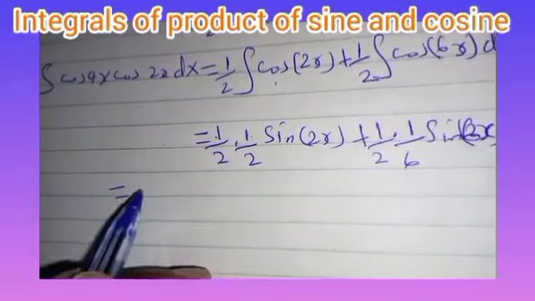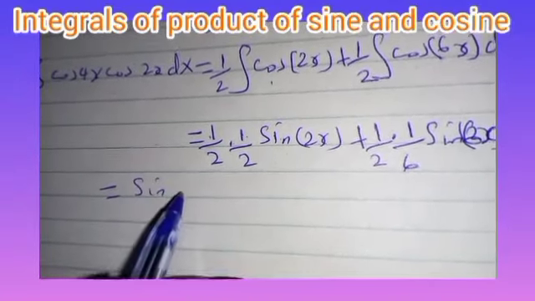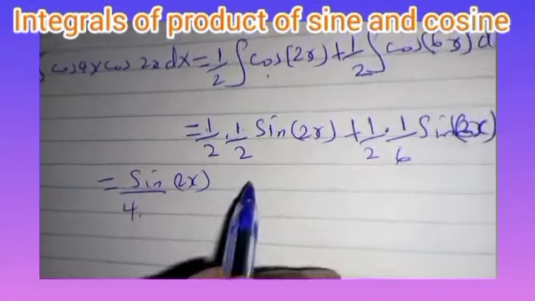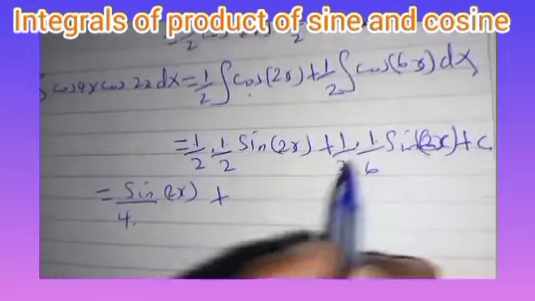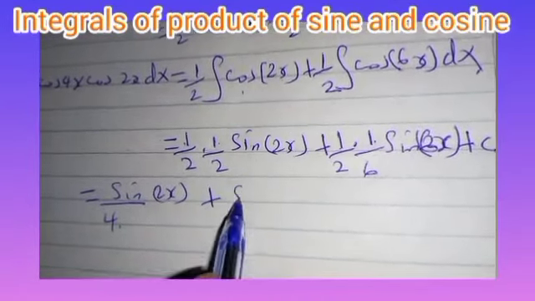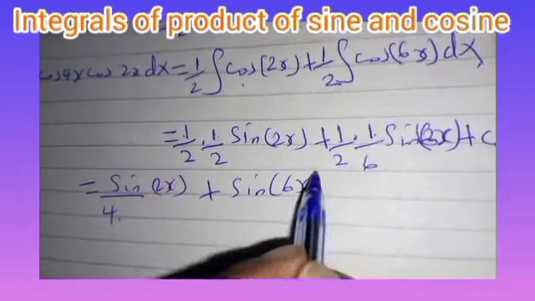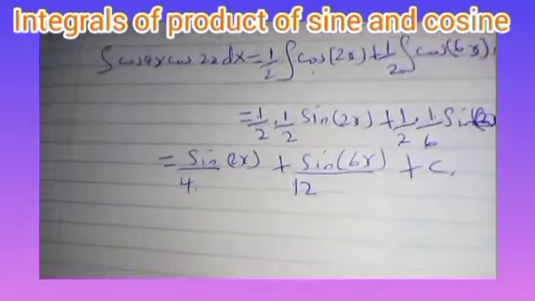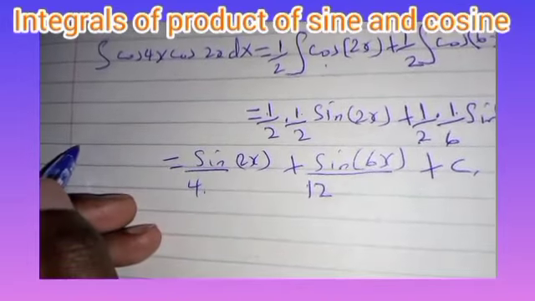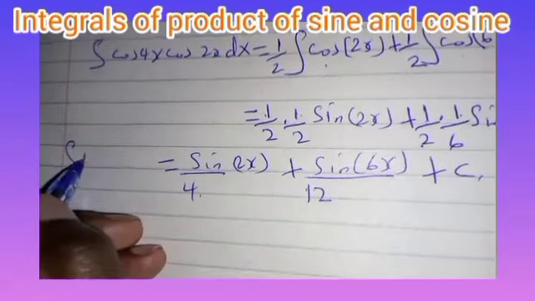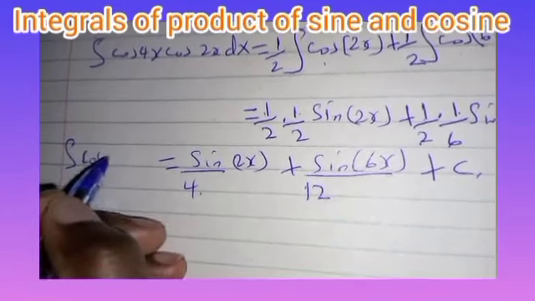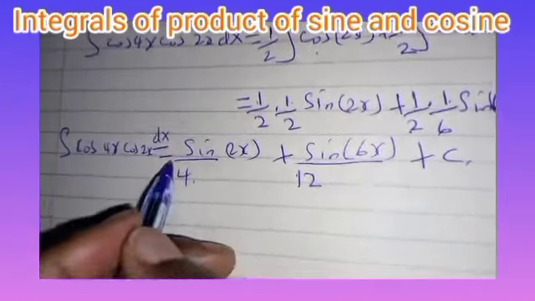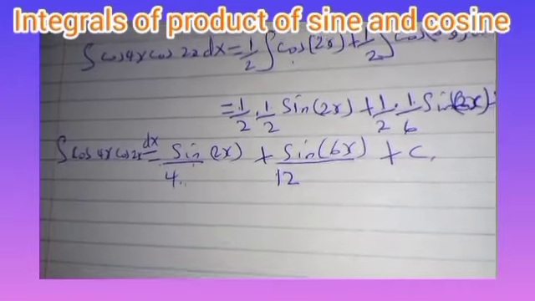1 times 1 is 1. 1 times sine is sine of 2x divided by 4 plus 1 times 1 will give you 1, 1 times sine will give you sine of 6x divided by 12 plus constant c. So that is the integral of cos of 4x cos of 2x dx. The integral is this part here.